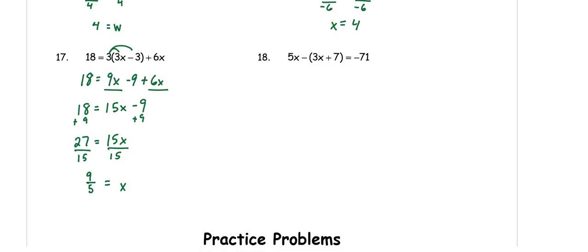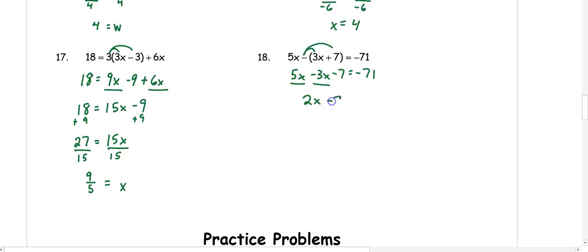Number 18, 5x minus parenthesis x, 3x plus 7 equals -71. So the first step is we need to distribute the negative sign into the parenthesis because that's what's touching our parenthesis. We do not want to distribute the 5x. So we get 5x minus 3x minus 7 equals -71. We can combine our x terms together. So we get 2x minus 7 equals -71. Then to solve for x, the number that's being subtracted, 7, needs to be added to both sides. So 2x equals -64. And then we're going to divide by 2 on both sides. So x equals -32.